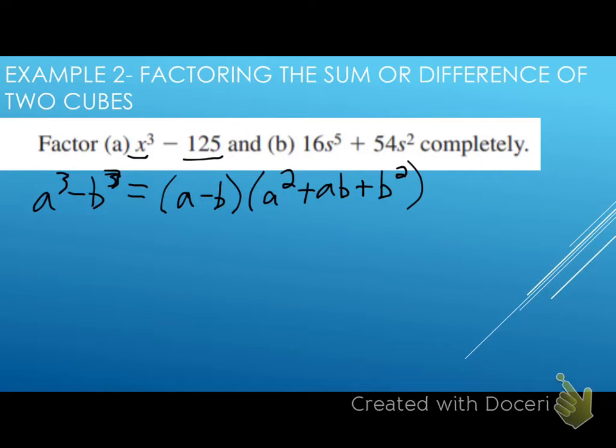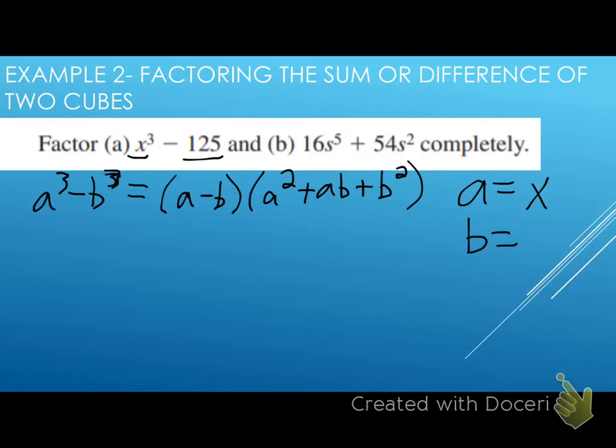Everyone recognize that we're using this formula. So now I just need to identify A and identify B. I do that by taking the cube root of each of my terms. So for A, I take the cube root of x cubed. What do I get? X. For B, I take the cube root of 125.